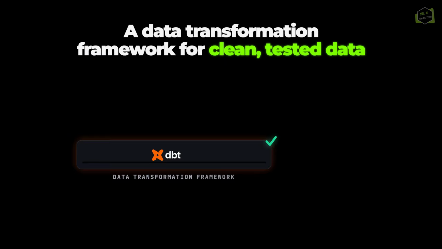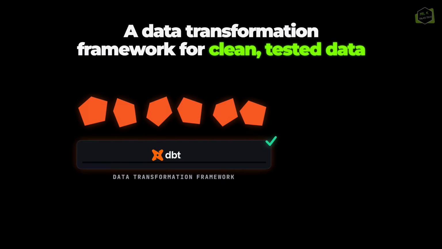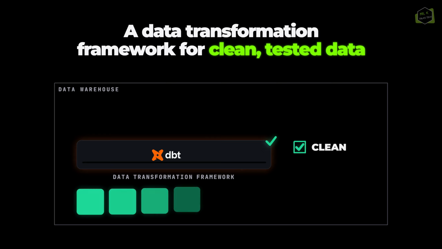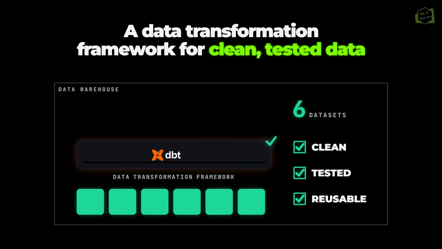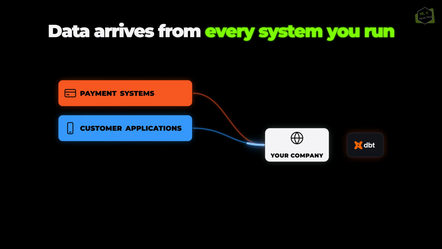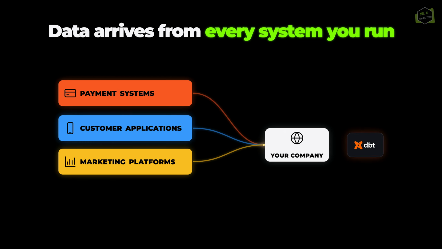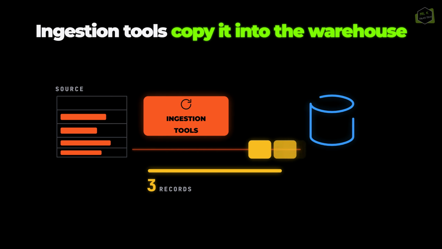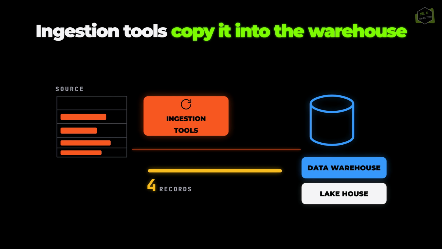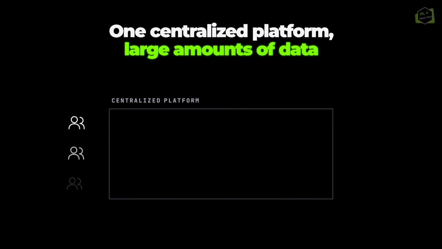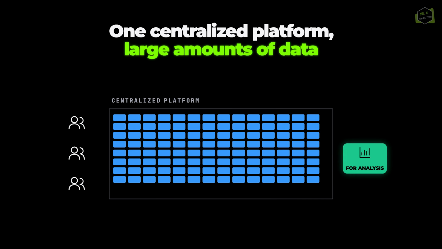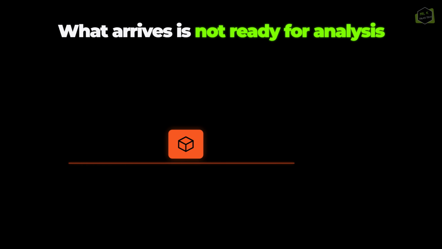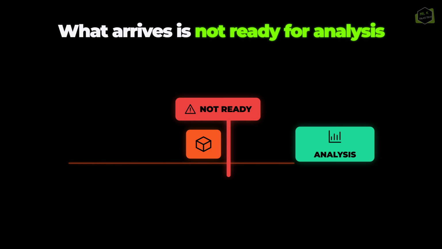DBT is a data transformation framework that helps teams turn raw data inside a data warehouse into clean, tested, and reusable data sets. To understand where DBT fits, imagine your company collects data from payment systems, customer applications, marketing platforms, and support tools. Data ingestion tools copy that information into a data warehouse or lakehouse, a centralized platform where organizations store large amounts of data for analysis. But the data that arrives is usually not ready for analysis.